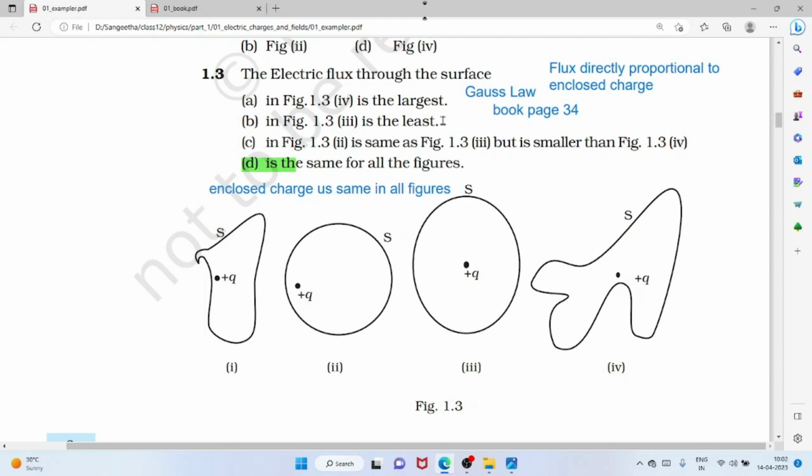Electric flux through the surface. As per Gauss's law, 34.